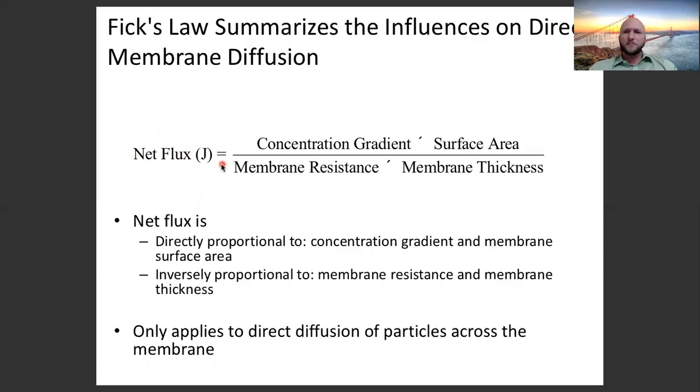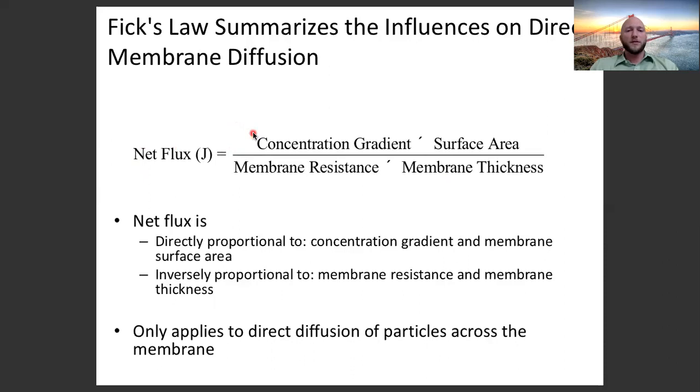So I'm going to give you a hypothetical right now. If you double the concentration gradient and keep everything else the same, what happens to net flux? If you put a 2 in front of concentration gradient, if you double concentration gradient, what happens to net flux? You put a 2 right here. Well, you're going to double flux.